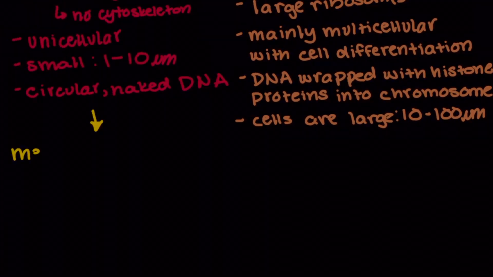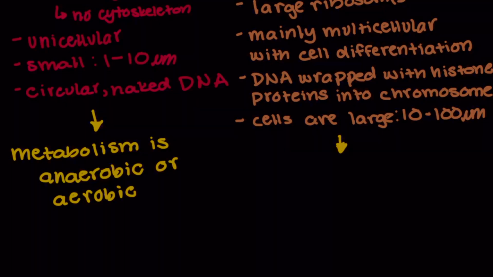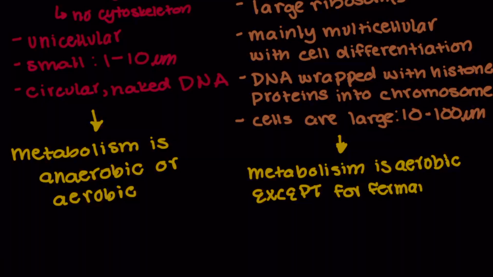For metabolism, prokaryotic cells are either anaerobic or aerobic, while eukaryotic cells' metabolism is aerobic except for fermentation, which only occurs when there's not enough oxygen in the body.